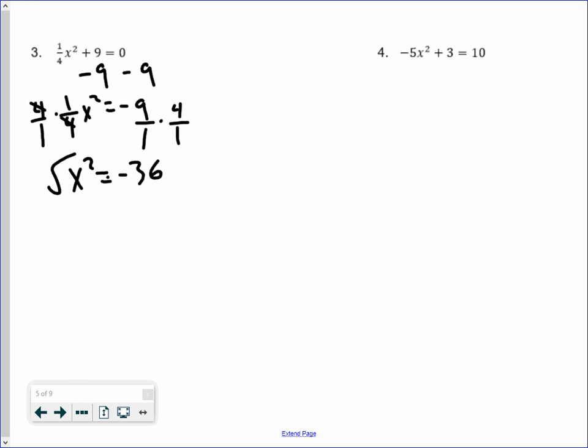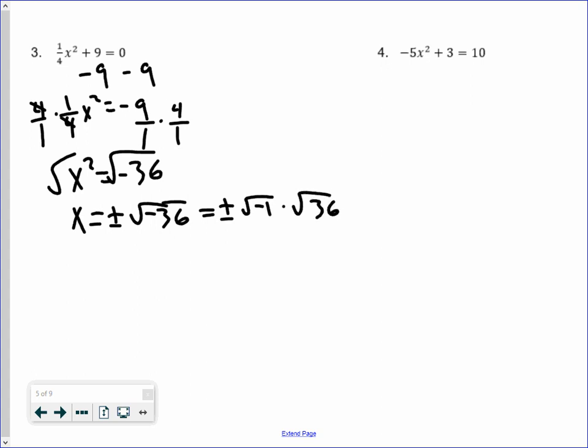Now we're going to take the square root of both sides. And the square root of x squared is just x. That equals plus or minus the square root of -36, which is the same thing as plus or minus the square root of -1 times the square root of 36, which is the same thing as plus or minus, square root of -1 is i, multiplied with the square root of 36 is 6. So we can rewrite this all by saying x equals plus or minus 6i.